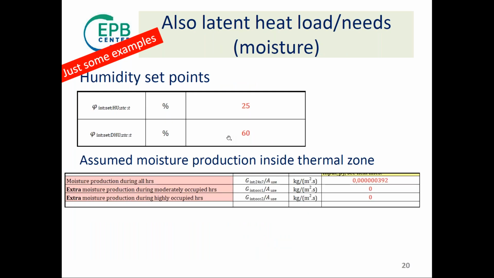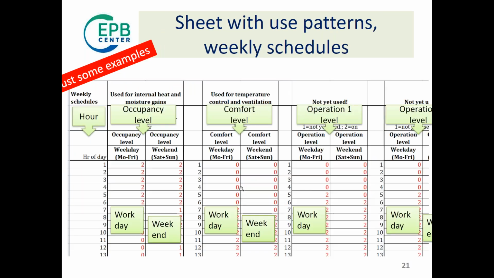And also for humidity, you have the set points in it, and for moisture production inside the thermal zone, you could have difference between different types of hours. Well, and what are these hours? Then you come to the other sheet with the use patterns, which gives you the weekly schedules.